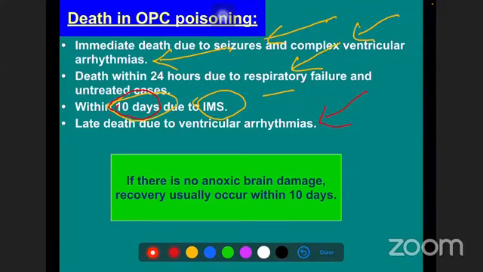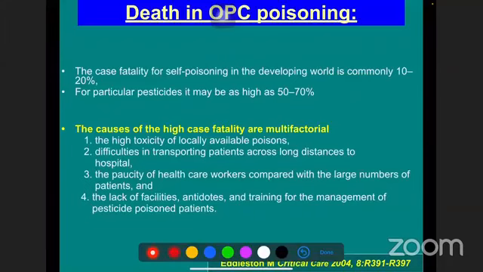And if there is no anoxic brain damage, anoxic কেন হয়? যদি সিজার অ্যাটাক থাকে অথবা ভেন্টিকুলার অ্যারিথমিয়া যদি হয়, in that case there may be brain anoxia and there may be brain damage also, but there is usual recovery within 10 days. Some residual damage may be there, but there is usual recovery within 10 days. So I have told about the organophosphorus compound poisoning and death, but in our hospital I have seen the case fatality nowadays with rational treatment with atropine, pralidoxime, magnesium sulfate, and diazepam.